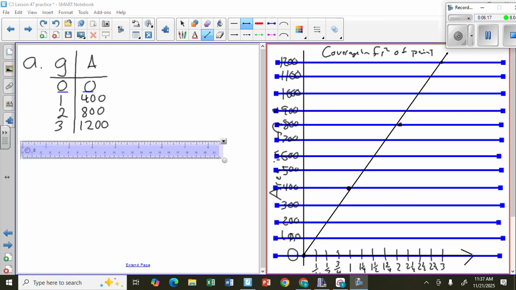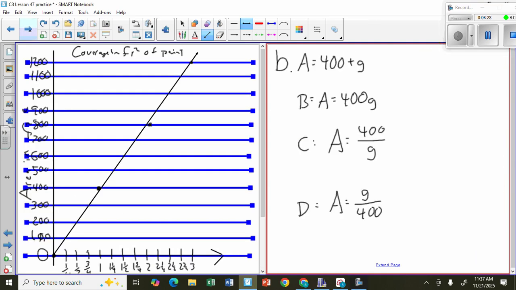Take a look at question B. Referring to problem A, which equation below describes the relationship between the number of gallons of paint and the area covered in square feet? So I have those equations right here, part B. We have A equals 400 plus G. Is that true? No, because if I have 1 gallon, it makes area 401. If I have 0 gallons, it makes area 400. So that doesn't work. B, area equals 400 times G.